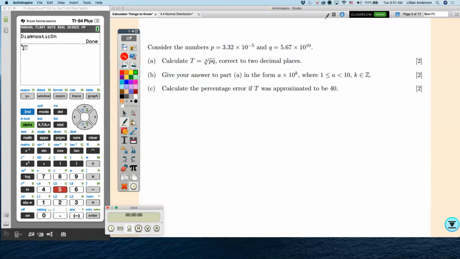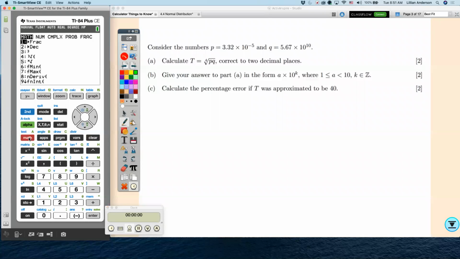You're taking the fourth root of P times Q. So again, that is 4, math, option 5 to have the fourth root. And since you're multiplying them, you literally can type it in exactly as you see. That is 3.32 times 10 raised to the negative 5th power, getting multiplied by Q, 5.67 times 10 raised to the 10th power. Close parenthesis, and you get this answer.